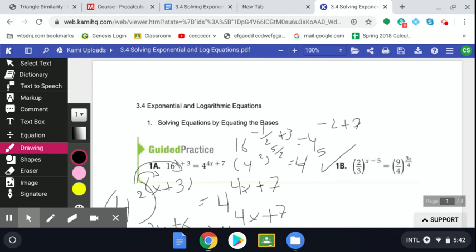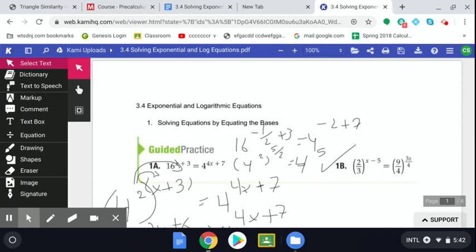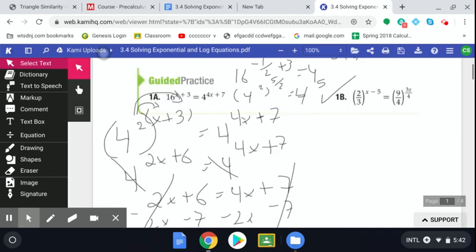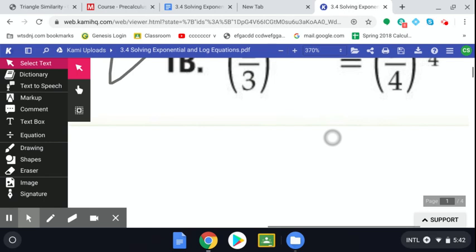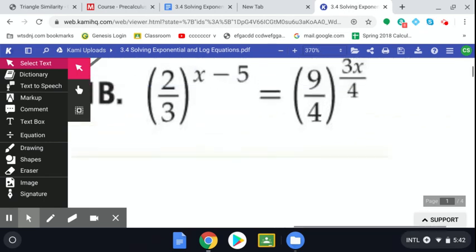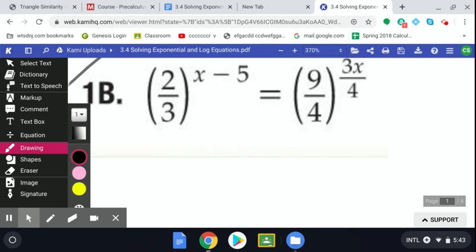Okay. So for the next problem, let's make that bigger. Okay. So for this one now, you have 2/3 to the x minus 5 power is equal to 9/4 to the 3x over 4. The first thing I'm going to do is see if I can equate the bases. In this case, I can write 2/3, and there's not much I can do, so I'm going to leave it alone.